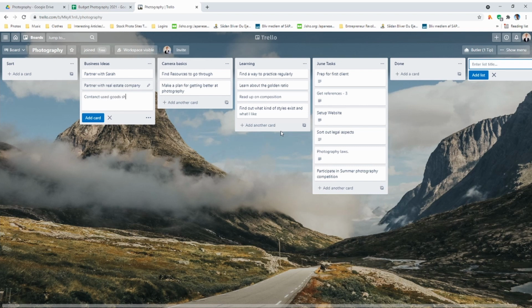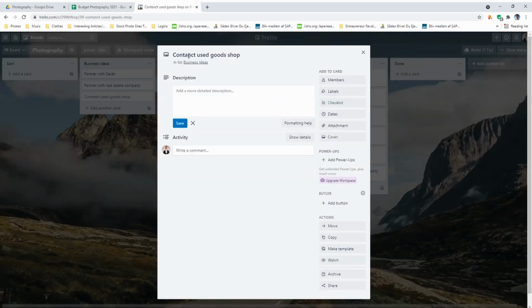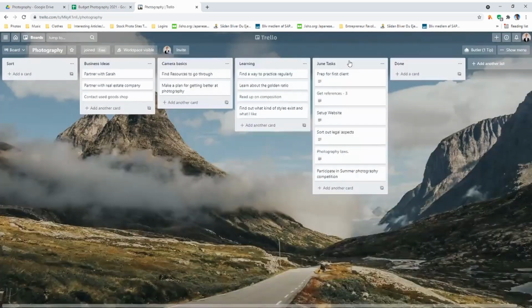Used goods shop. This is similar but not quite as great. We have a used goods shop here in the neighborhood, and reaching out to that shop to maybe take pictures of the products and helping them sell them faster makes sense, but it's not as lucrative for them as something like a real estate company.